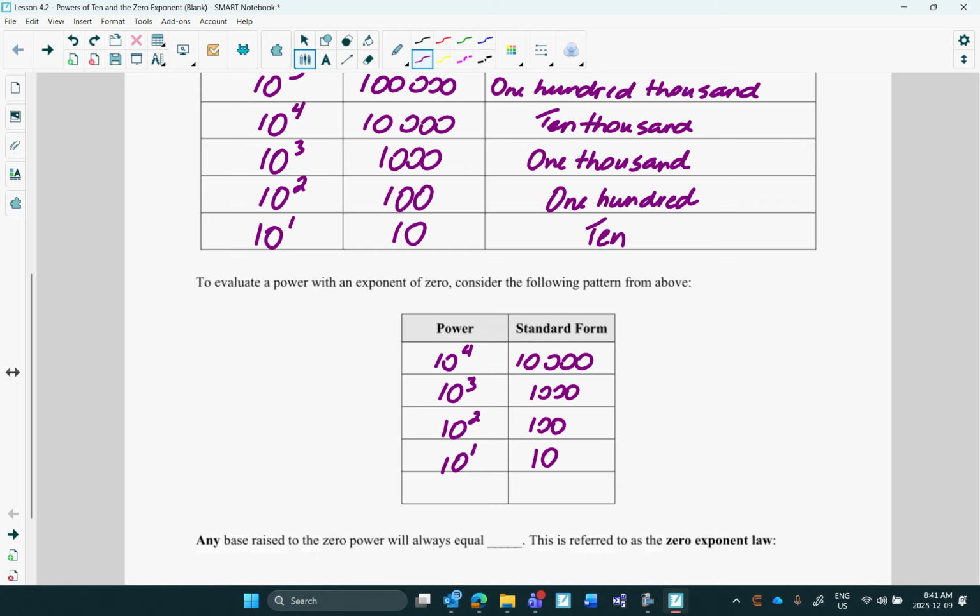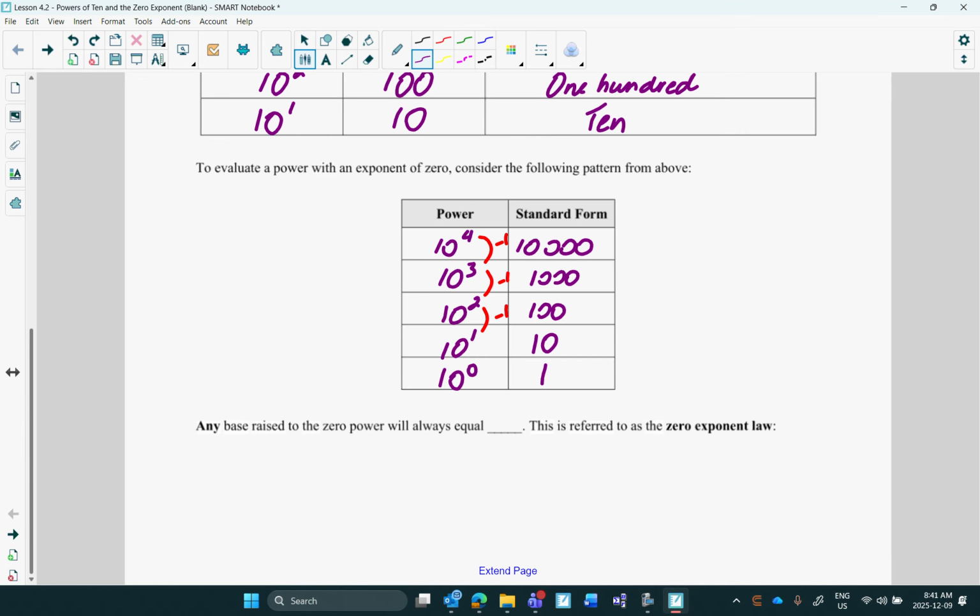So what's happening here? I'm going down by 1 exponent every time. So if I go down by 1 exponent again, I'm going to get 10 to the 0, and it's 1. Because we're dividing by 10, or we're losing a 0 every time. So we lose another 0, and we get to 1. That works with any base. It doesn't have to be 10, it could be 5, it could be 13. The pattern still holds. So when we raise anything to the 0 power, the answer is always 1.